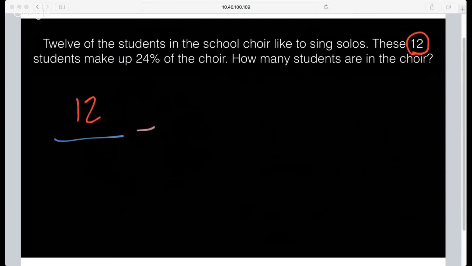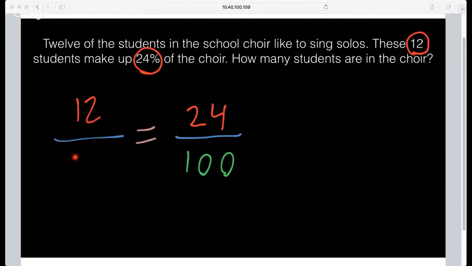Let me finish writing this. Our proportion, 24%. Oh, that's part, because we know that the whole is 100. So I can write that. This is also the part. And we know that the whole for a percent is always 100. I think we have everything we need. We can figure out this relationship, and that'll help us figure out what this missing piece is.